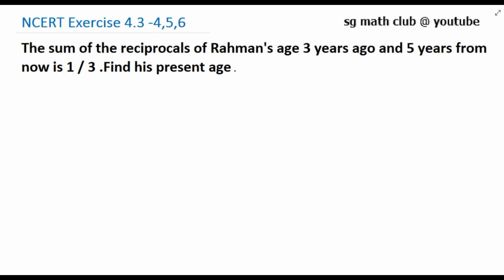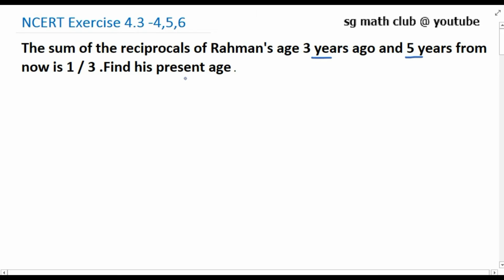We have already studied how to solve the quadratic equation by factorization method and using quadratic formula. In today's video, we will do some problems and solve them by using quadratic formula. So the first question is, the sum of reciprocals of Rahman's age 3 years ago and 5 years from now is 1 by 3. Find his present age.